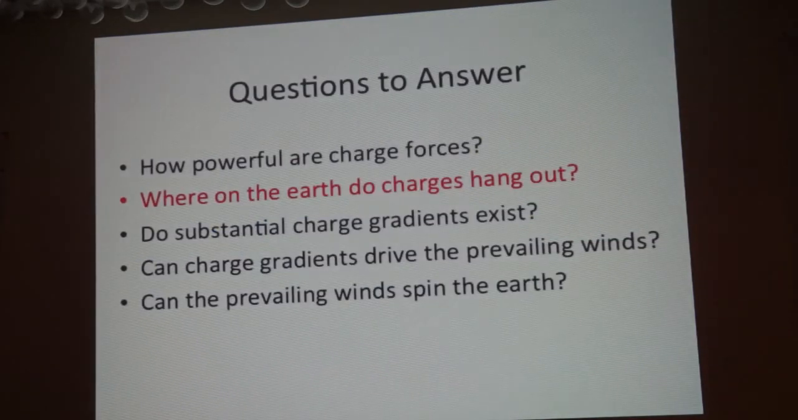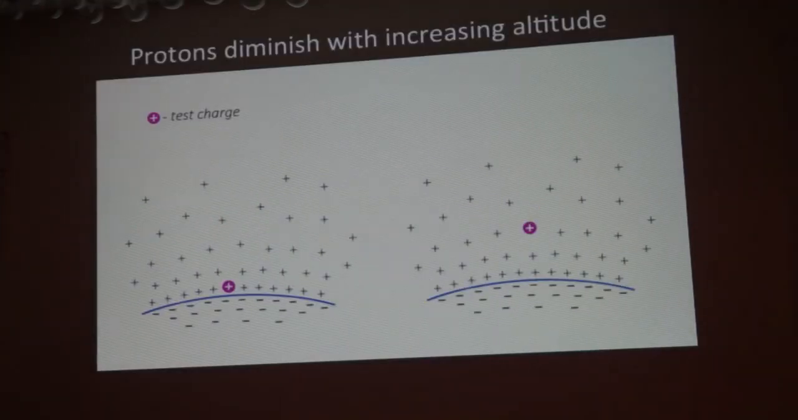Okay, so I've explained where I believe the charges on the Earth hang out. The next question: are there substantial charge gradients that occur? The first point is this. Here's the Earth, and here's the atmosphere, and we know that we have positive charges here. Now here's a test charge, just a charge that you use to see what's going on. You can move it around anywhere you like.